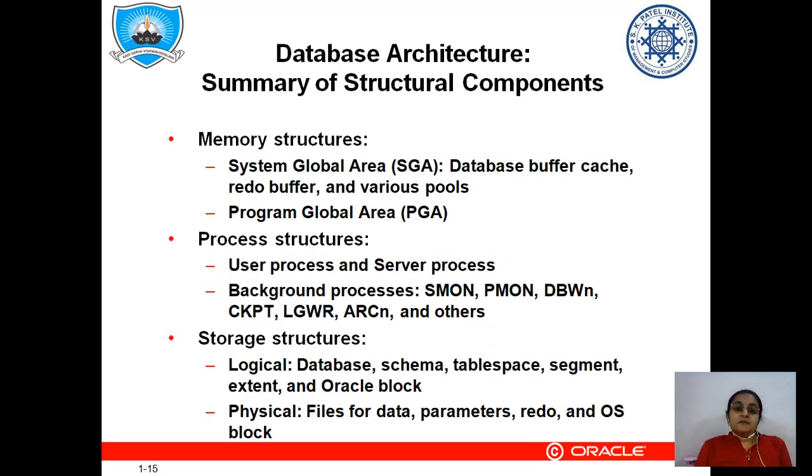Now let's try to summarize what we have done till now. We have seen the memory structure. In the memory structure, the system global area consists of the database buffer cache, redo buffer, and the various memory pools like the large pool, Java pool, stream pool, and the program global area, PGA. So these all are the important parts of the memory structure of the database.